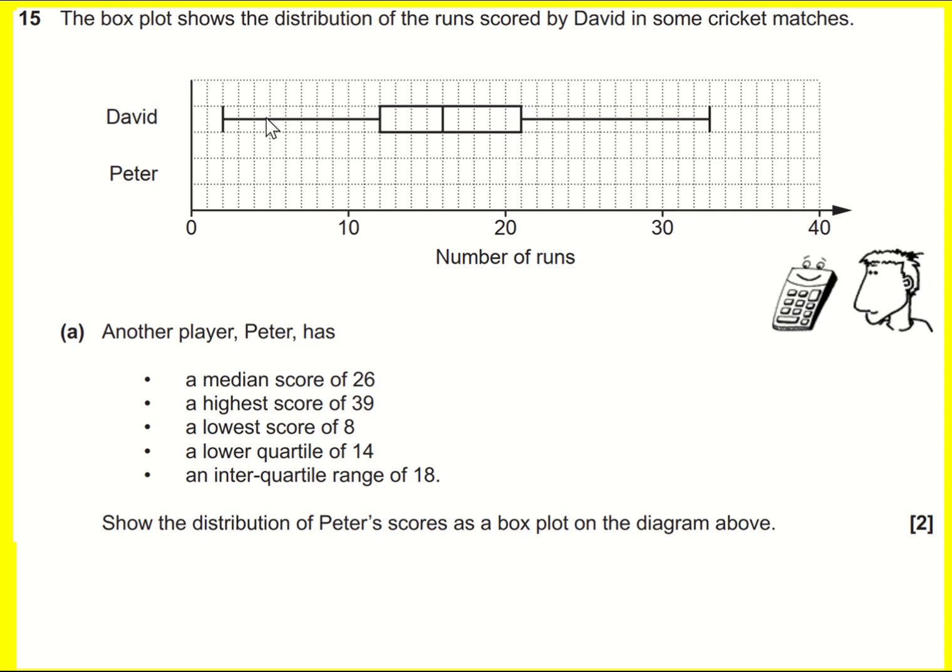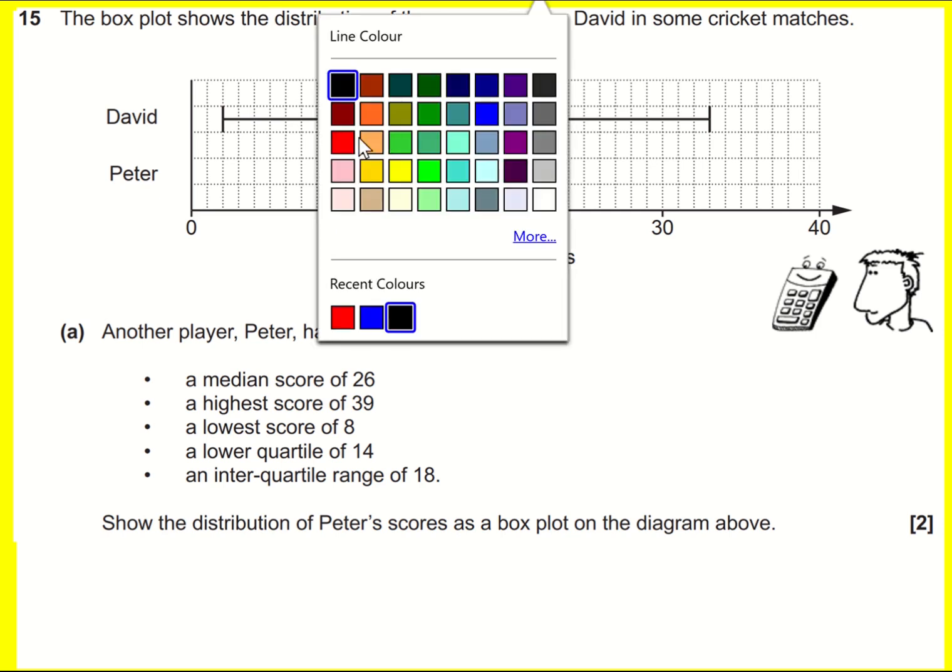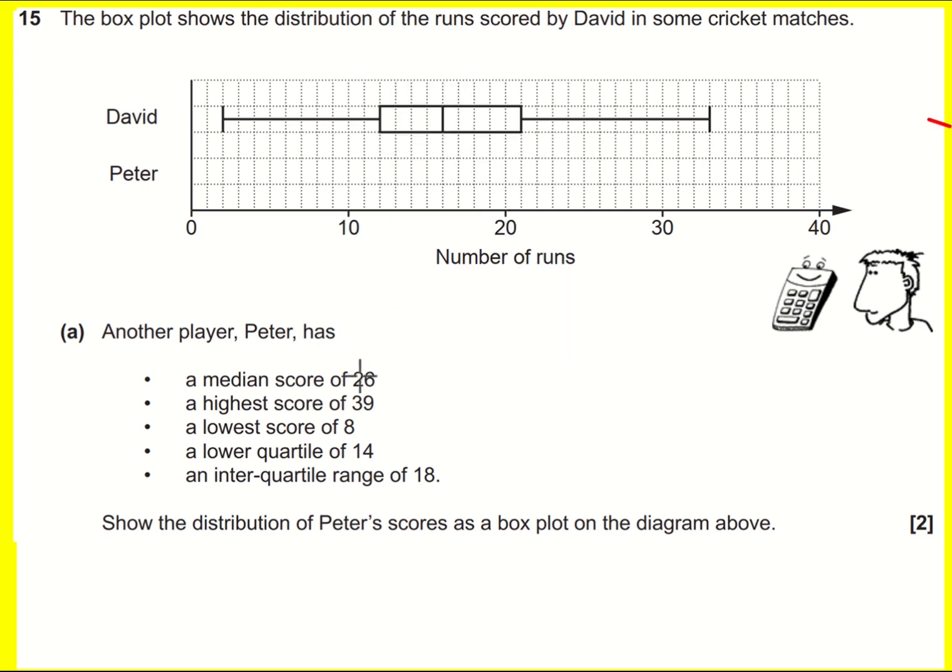Right, we've got David's box plot, the 5-number summary drawn as a box plot for a cricket match, and then we've got Peter, who's done something similar. He's got a median score of 26 and so on. As I work through this, I'm just going to add them to a new box plot, which I'll do in red, I think. A median score of 26, I can count along 1, 2, 3, 4, 5, 6. That's in the right place.